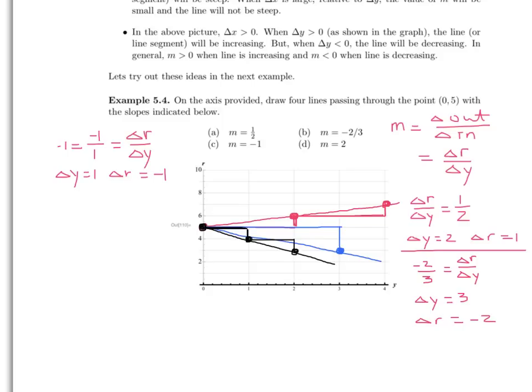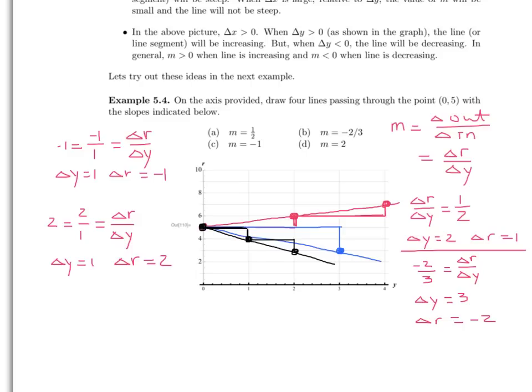Now let's look at D. The slope is 2, so I'm going to take my 2 and write it as a fraction, 2/1. So this is our change in r over change in y. So the change in y here is 1 and the change in r is 2. This tells me that whenever I increase y by 1 unit, I have to increase r by 2 units. So let's go ahead and try that out.